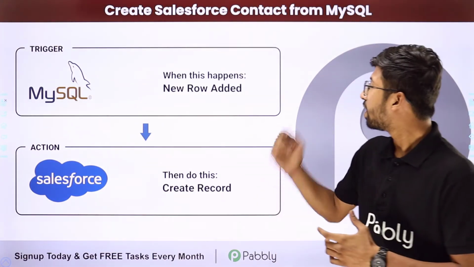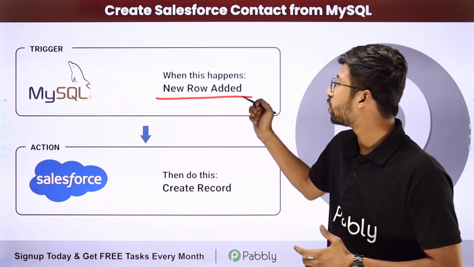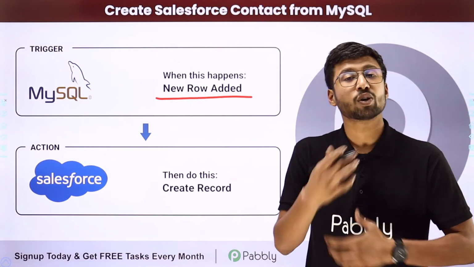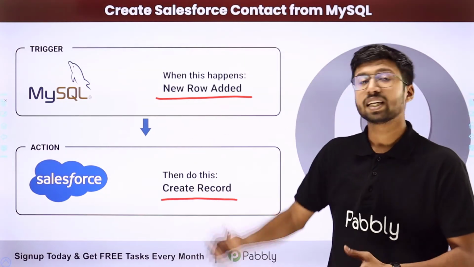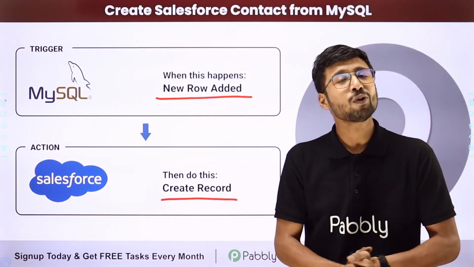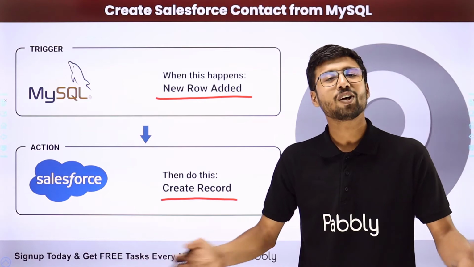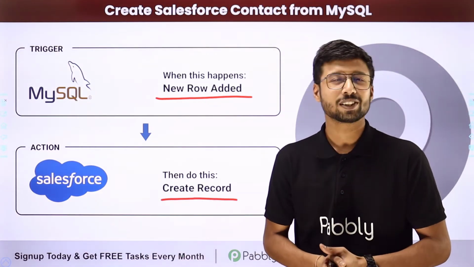In this automation, whenever a new row is added into a table in our MySQL database, a record will automatically be created as a contact in Salesforce with the same details. Now, if you want to know how you can set up this automation, you just have to come with me to my screen.